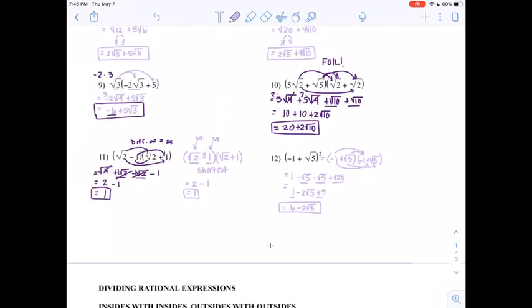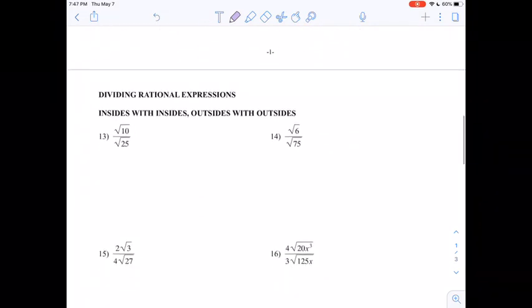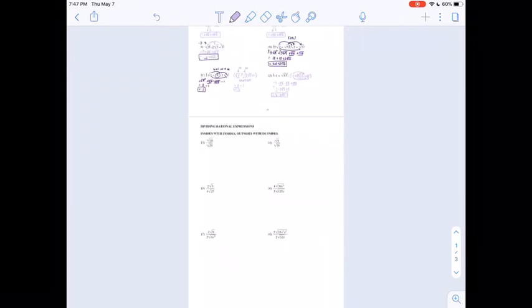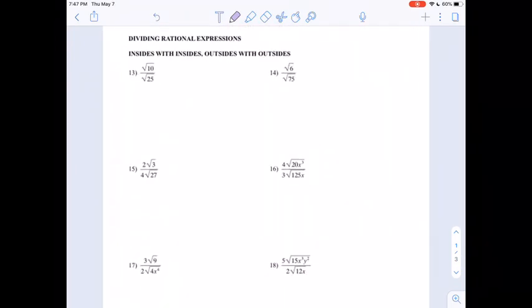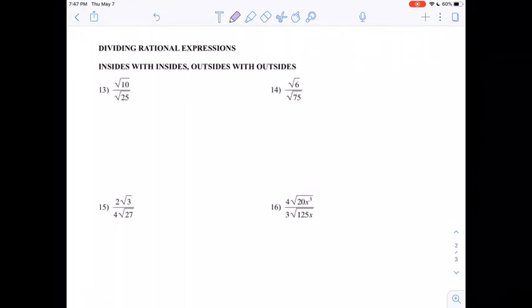Okay, and that's it for multiplying. Hopefully it wasn't too fast for you, but if it was, please feel free to restart this video later and kind of go through it again. But the last section we're going to go through is dividing rational expressions. And again, I'm sorry, I know this is a lot, but we kind of have to condense everything together. So just bear with me.